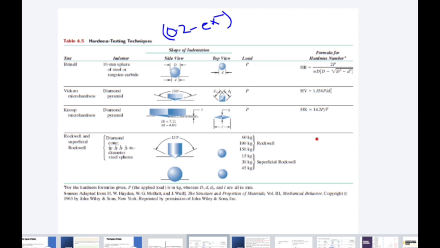So what they do is give you a table. In the table you find the diameter here, or the depth here, and they have given a lot of values for the hardness number. Whatever diameter you measure, you compare it in the table and see that this is the hardness number.